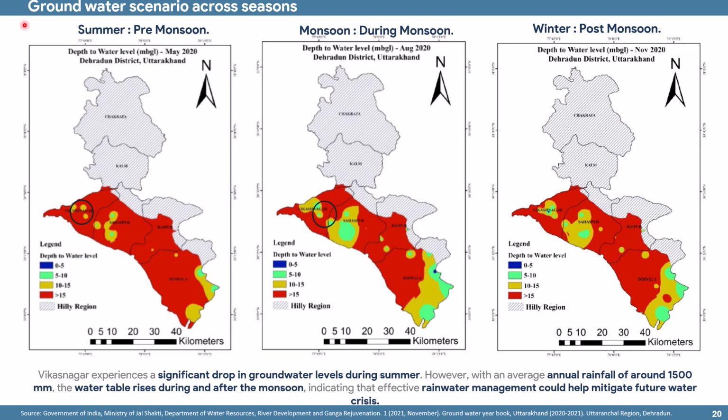But a study is also done on the groundwater condition of the entire region, and it reveals that during the summer season there is a considerable depletion of groundwater in the region. But on a positive note, during monsoon and post-monsoon season, the area experiences a considerable rise in the water table, establishing the fact that effective rainwater harvesting can help to tackle the water crisis situation in the city.